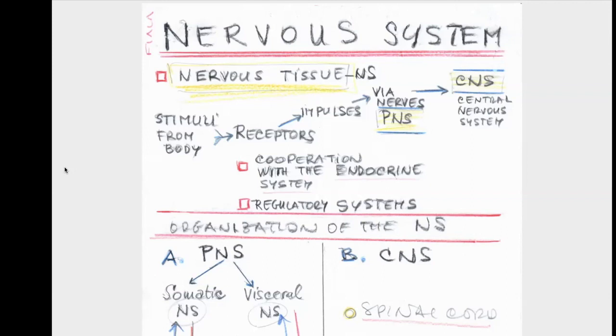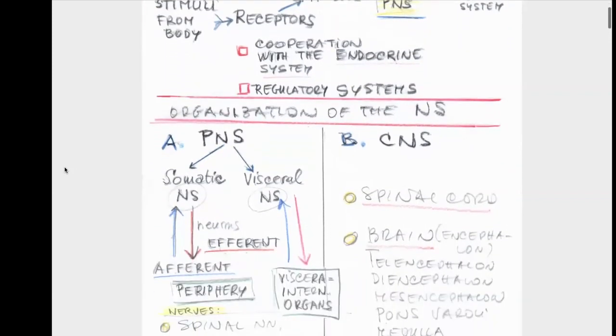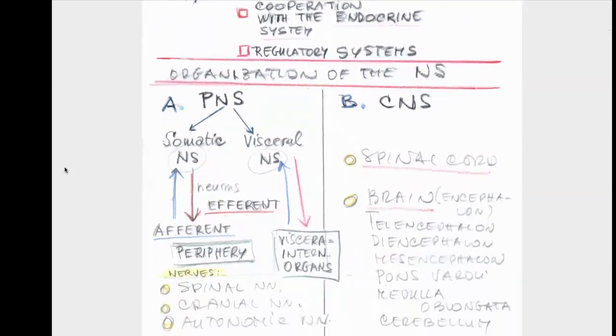Concerning the organization of the nervous system, you can see, and I'm sure that you remember, that we divide the nervous system into two parts. A, as you see, is the PNS, the peripheral nervous system, and on the right half, we see B, this is the central nervous system. The peripheral nervous system on the left side is divided into two parts, the somatic nervous system and the visceral nervous system.